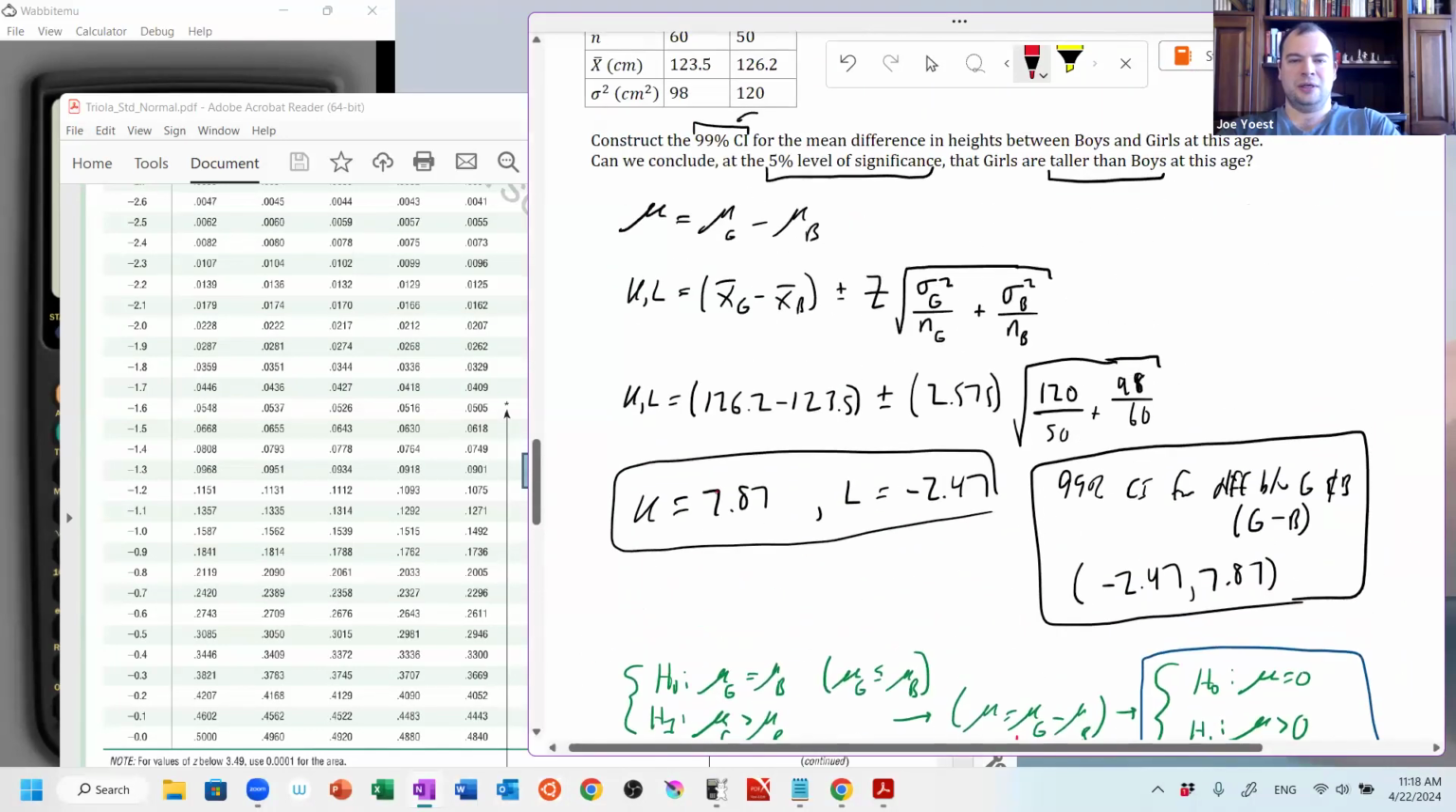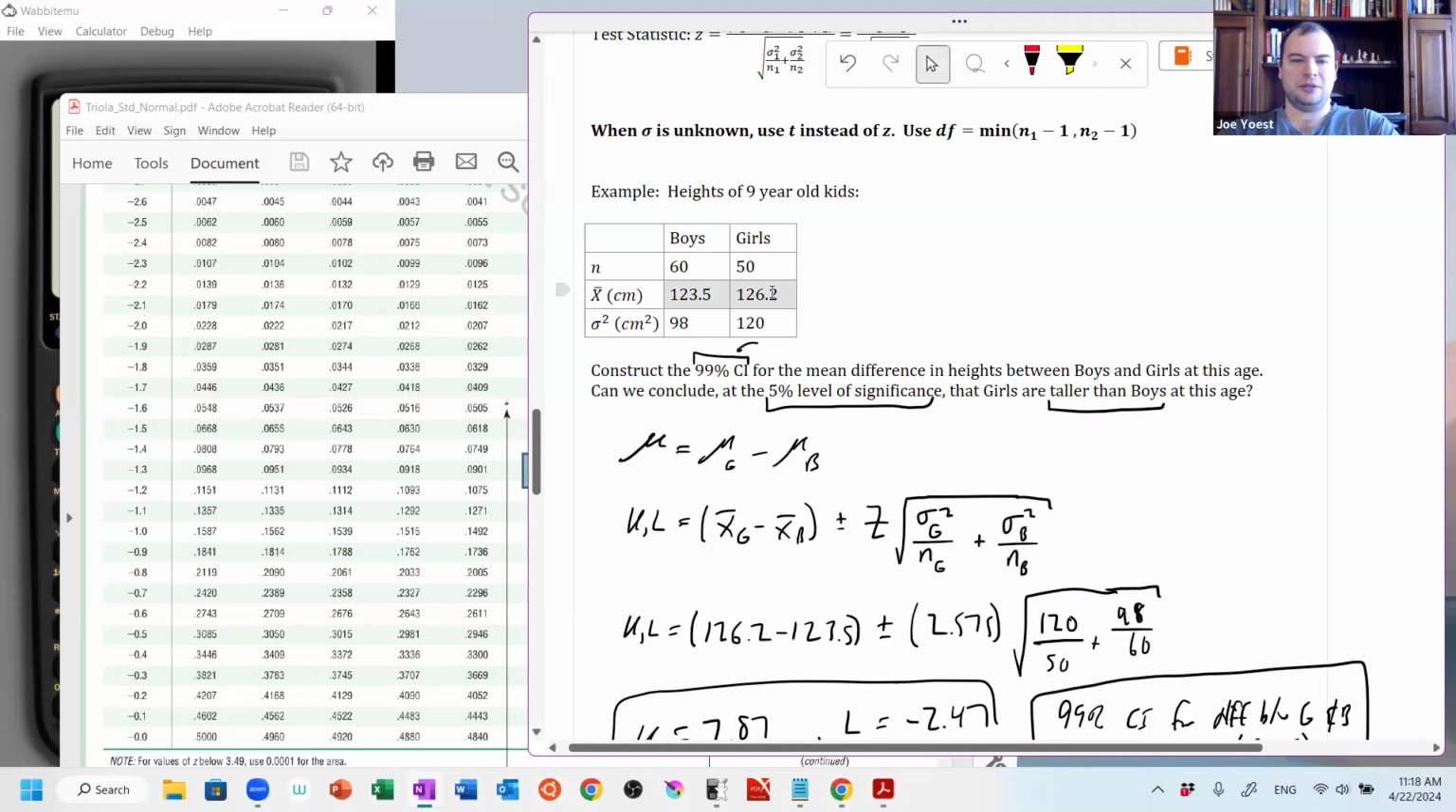Or in other words, this difference in the average heights could reasonably have occurred just by sampling error. It's not big enough that we can say it's so unlikely to have occurred by sampling error that it makes more sense to move forward, presuming that girls are taller than boys at this age. This could reasonably have just happened by sampling error. This sample does not provide statistically significant evidence that girls are taller than boys, even though our point estimate, at first glance, might suggest so.